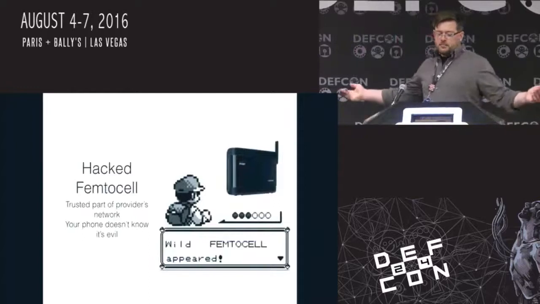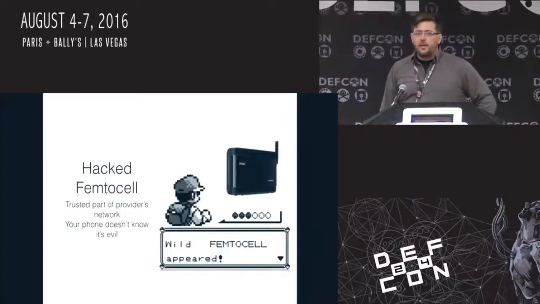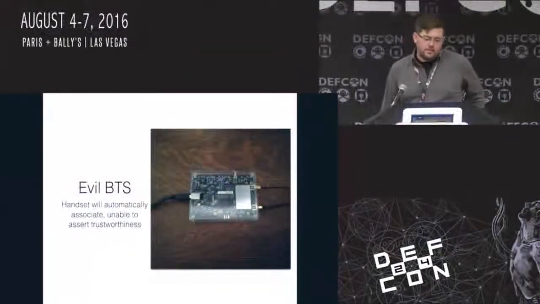A hacked femtocell is a trusted part of the provider's network. We saw some really good talks at DEF CON 21 about hacking femtocells for the purpose of honest IDS and also for some nefarious purposes. With a hacked femtocell, you can gather IMSIs, and you can also record phone calls and SMS traffic that are going across it. Your phone has no idea if it's good or evil. Your phone is just going to attempt to attach to it. And for Evil BTS, Evil Socket had a great blog post on how to build one very, very cheaply.